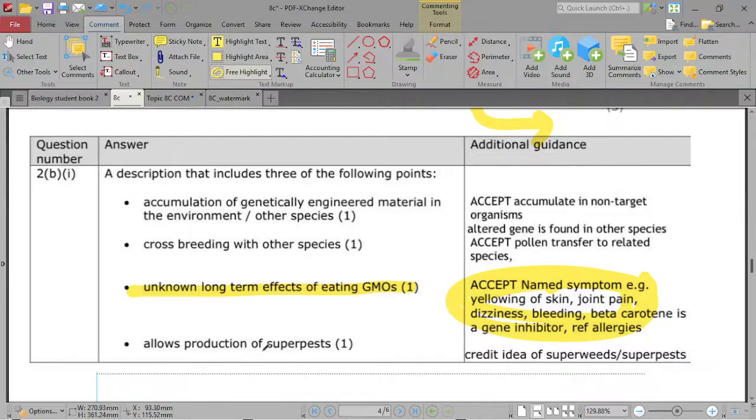Allows production of superpests. So we were right. Pests which are resistant to herbicides, right? So these are superpests. The idea of superpests or superweeds is important. Gene transfer should be okay, but this is what it's caused by. Gene transfer is caused by crossbreeding. Accumulation of genetically engineered material in the environment.